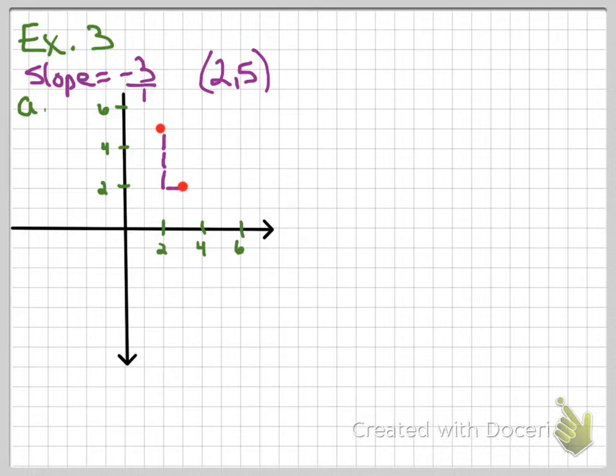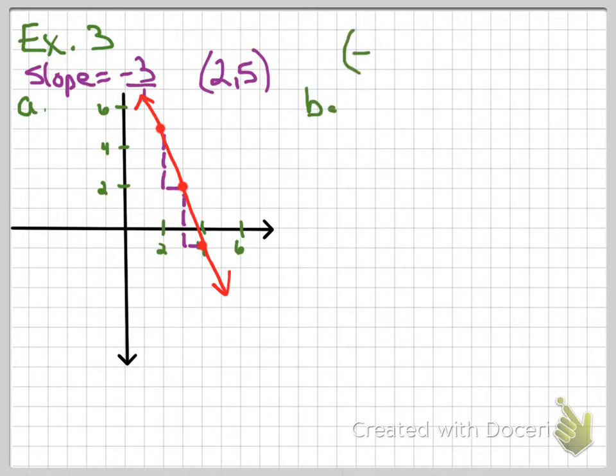Now on your homework, you only have to have 2 points, but just in case that confused you, I'm about to do it again. I go down 3 again and over 1, and I can plot another point. Then I can draw my line through it, and I've graphed my line. So plot the initial point and then use your slope to figure out where your next point goes.